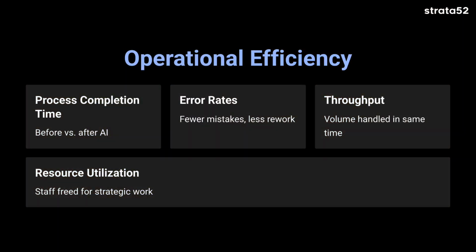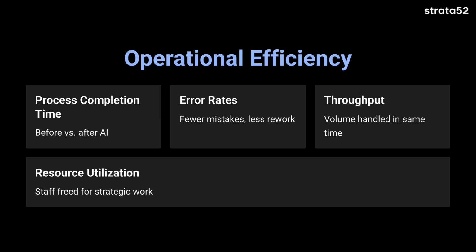So not all value shows up as direct revenue. Sometimes efficiency gains are the real game changers, especially for businesses looking to streamline day-to-day operations. So common efficiency metrics that you can identify for every single tool would be process completion time, error rates, throughput, resource utilization. For process completion time, you can ask questions like, how long does a task or a workflow take before or after implementing AI?